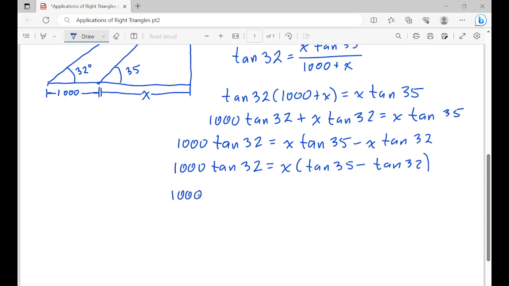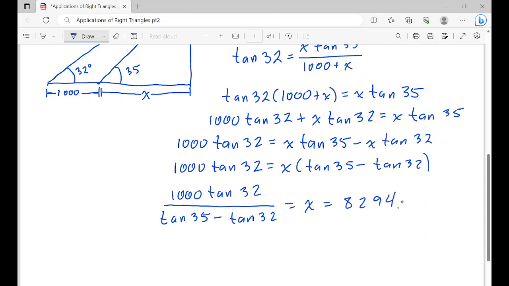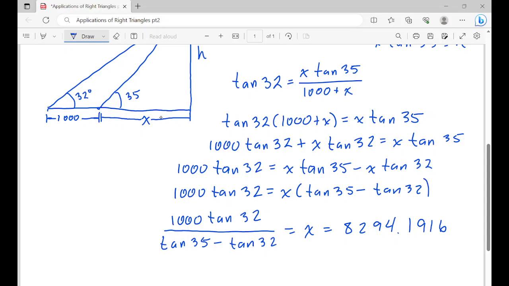And then divide that over to get x by itself. I'm going to get 1000 tangent 32 over tangent 35 minus tangent 32 equals x. When I plug this into my calculator and make sure it's in degree mode, I'm going to end up with 8,294.1916. I'm going to go four decimals just to be sure. Now that's x. That's well and good. That would mean that's what that distance is. But it doesn't really help me find h. That's not what I need.